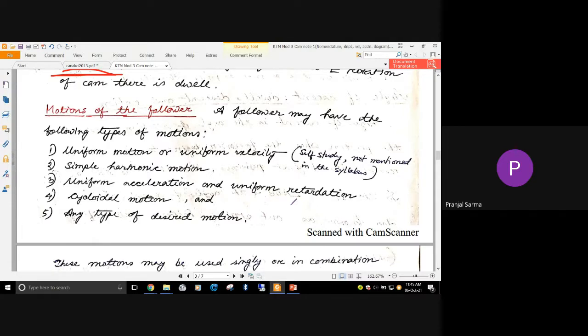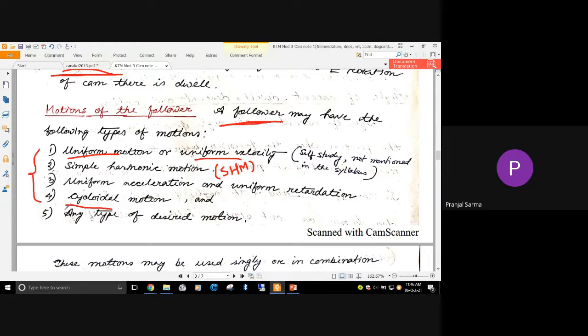So a follower can have these motions, like uniform motion or uniform velocity. Then we can have SHM, that is simple harmonic motion, that can be obtained on the follower. That is a standardized kind of motion. We can also have uniform acceleration and uniform retardation on that follower. These are all follower motions that we are talking about, not the cam motion. We can also have cycloidal motion. These things you have studied in your engineering drawing, like which one is cycloid, epicycloid, hypocycloid, etc. So those kinds of standard motion we can make on that particular follower.